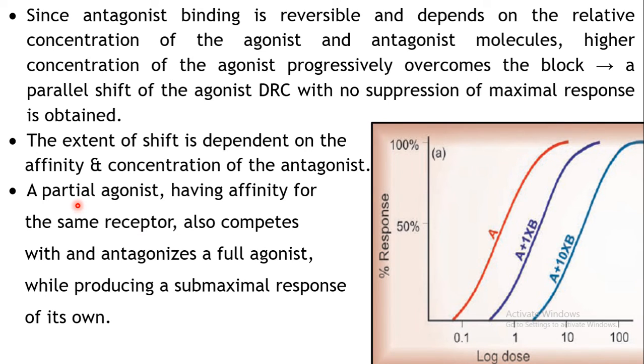Now, on the contrary, if a partial agonist is given, it has affinity for the same receptor as your agonist, and it also competes with and antagonizes the full agonist. Since it has intrinsic activity between 0 and 1, a partial intrinsic activity, it will produce a sub-maximal response of its own. It will not show the full action, or it will not show complete antagonism.